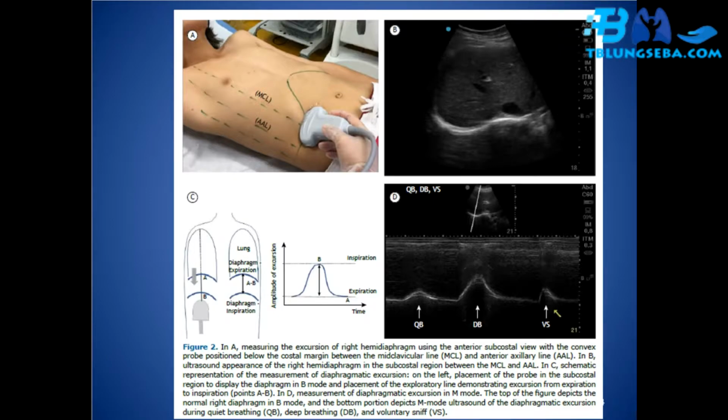In B, ultrasound appearance of the right hemidiaphragm in the subcostal region between the MCL and AAL. In C, schematic representation of the measurement of diaphragmatic excursion. On the left, placement of the probe in the subcostal region to display the diaphragm in B mode and placement of the exploratory line demonstrating excursion from expiration to inspiration. In D, measurement of diaphragmatic excursion in M mode. The top of the figure depicts the normal right diaphragm in B mode, and the bottom portion depicts M mode ultrasound of the diaphragmatic excursion during quiet breathing, QB, deep breathing, DB, and voluntary sniff, VS.